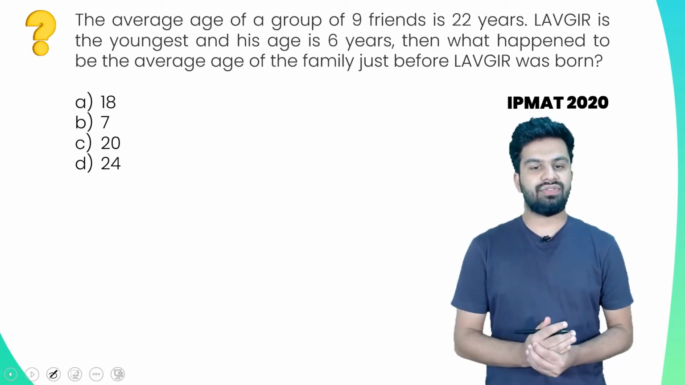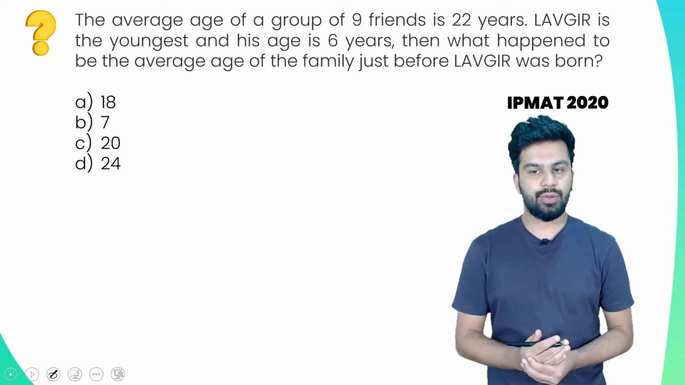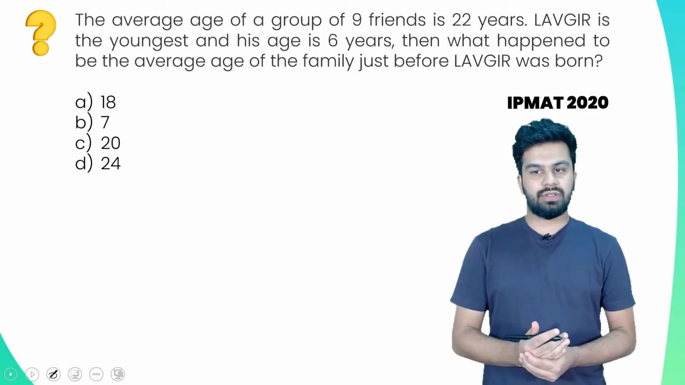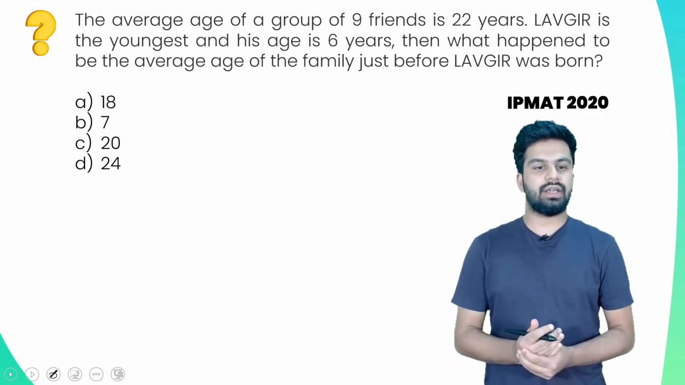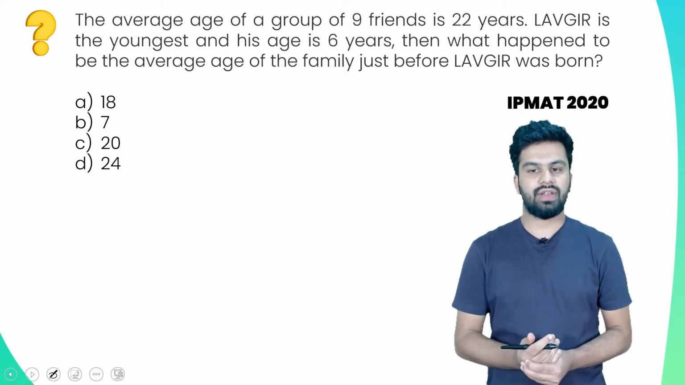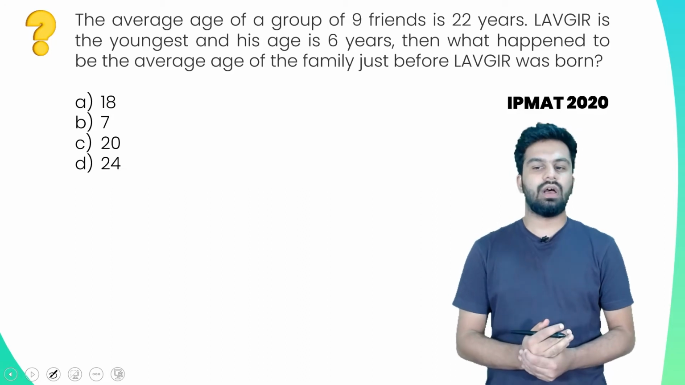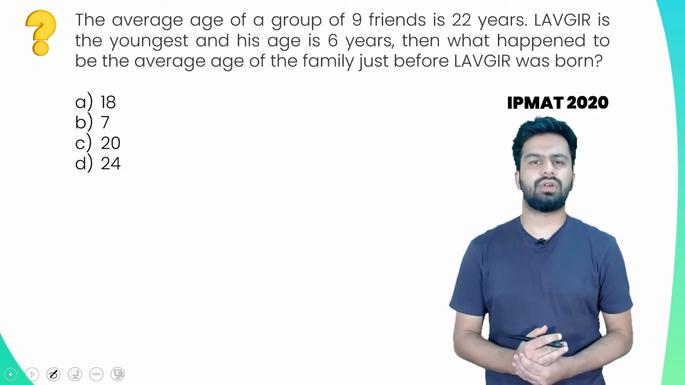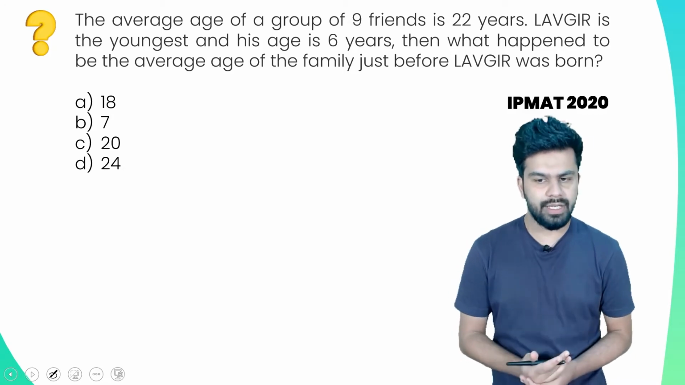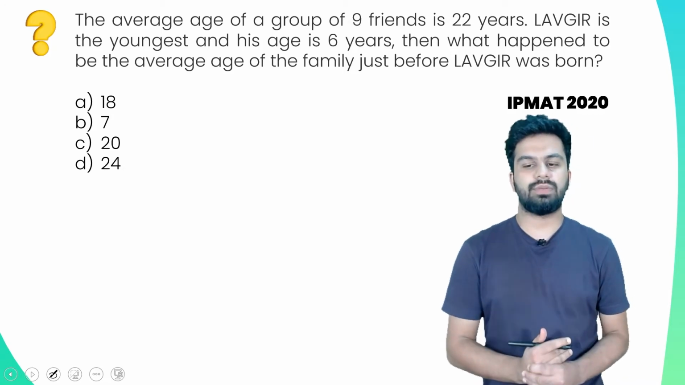The average age of a group of 9 friends is 22 years. Lavgir is the youngest and his age is 6 years. Then what happens to the average age of the family just before Lavgir was born? I think we have solved a similar problem in the problem solving or concept class. So I'll give you 1 minute anyway to solve this problem, and your time starts now.